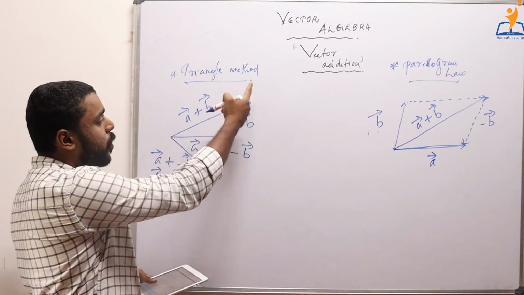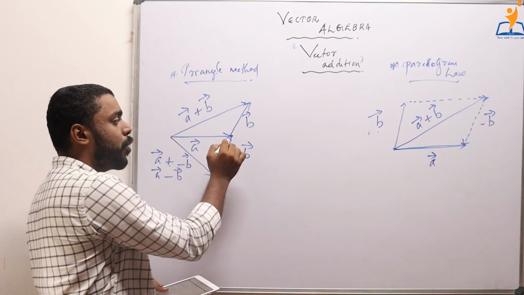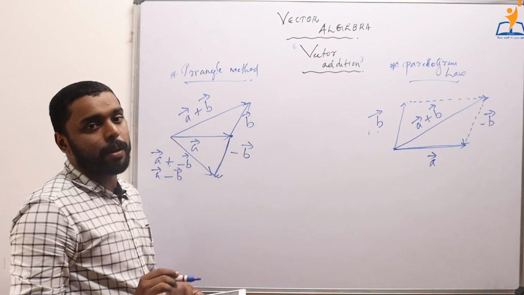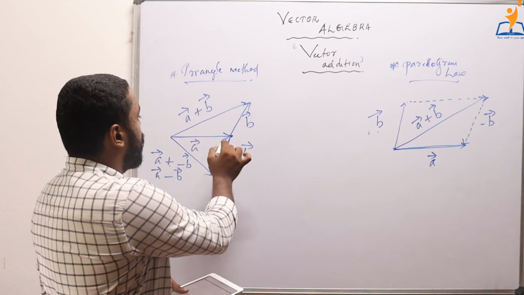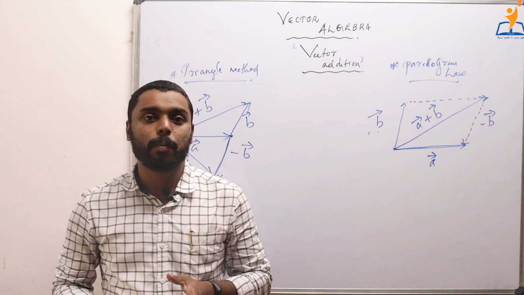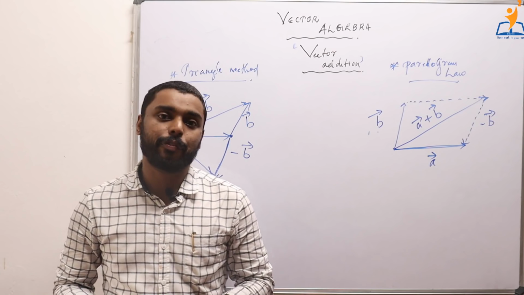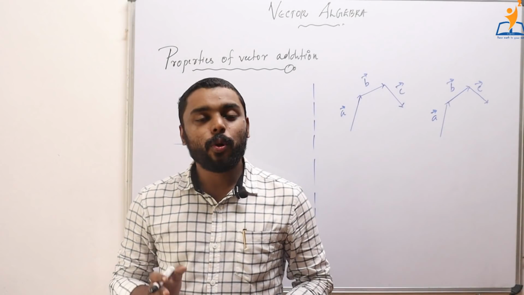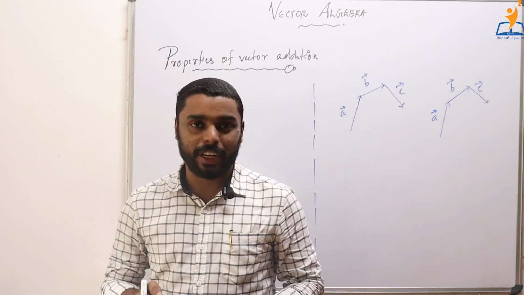Whereas in the triangular method, we have to fix the initial point of the new vector with the terminal point of the original vector. This is the main difference between the parallelogram law and the triangular law of vector addition. So now we shall move to the properties of vector addition.